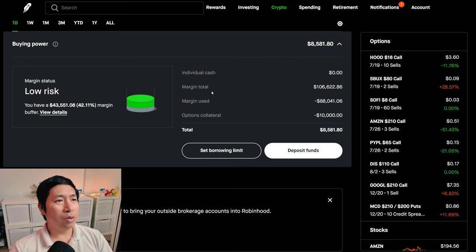This is a margin account. My margin total is $106,622.86. My margin used is $88,041.06. My options collateral is $10,000. This leaves me with $8,581.80 in buying power.